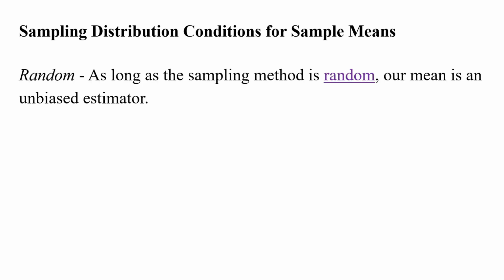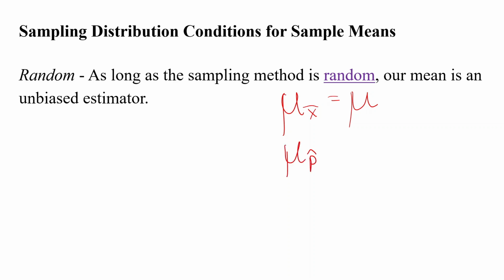So the sampling distribution conditions, two of these are going to be the same conditions that we used for sample proportions, and one of them's different. Okay, let's talk about the two that are the same. Random, okay? As long as the sampling method is random, our mean is an unbiased estimator. So what this will mean, and we'll more formally describe it here in a moment, is that the center of our sampling distribution is going to be equal to our population mean, okay? An unbiased estimator.